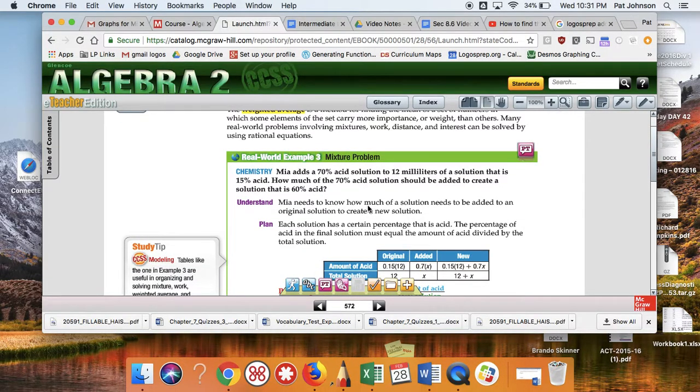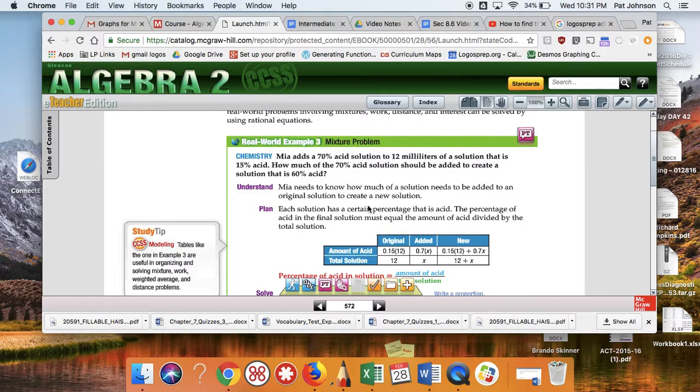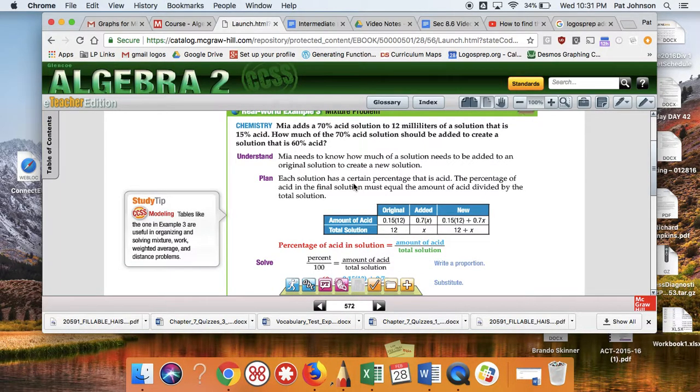So let's look at the first mixture problem, chemistry. Mia adds 70% acid solution to 12 milliliters of a solution that is 15% acid. How much of the 70% acid solution should be added to create a solution that is 60% acid? First of all, let's understand what's going on. Mia needs to know how much solution needs to be added to an original solution to create a new solution. But each solution is weighted.